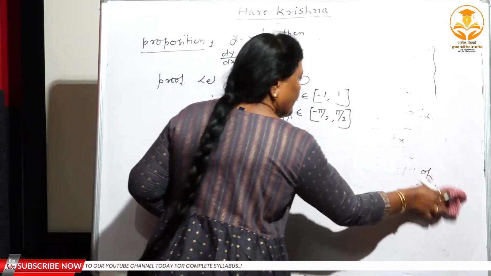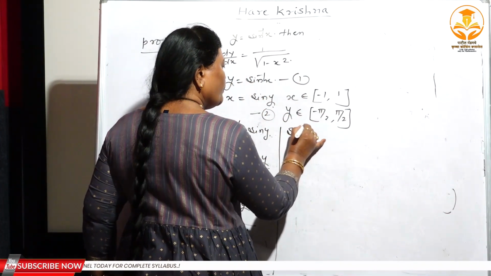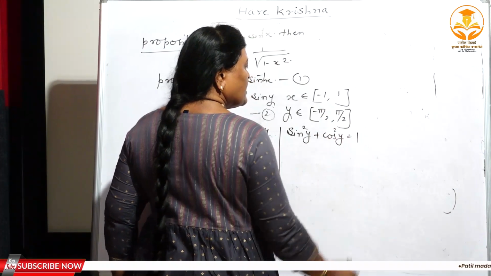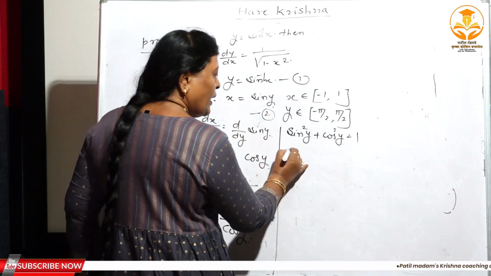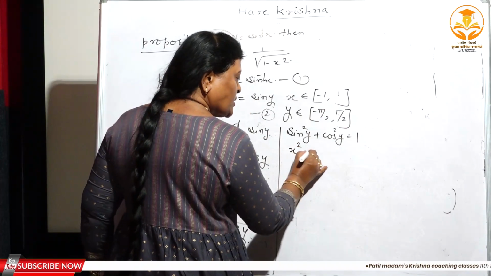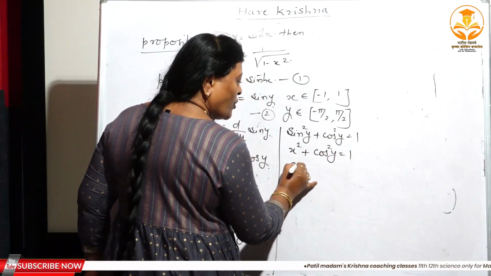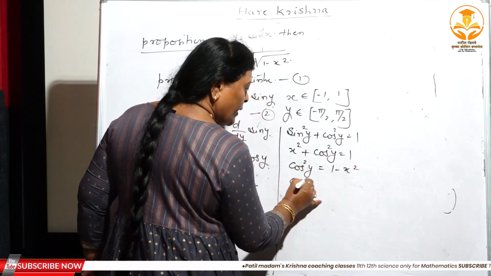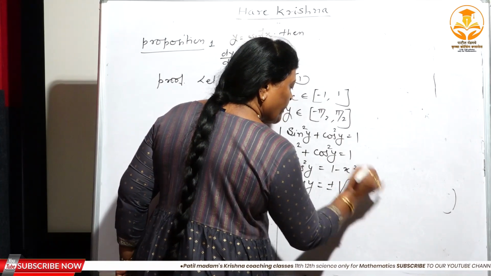You know the identity, that is sin square y plus cos square y is equal to 1. This is the identity. Now what is the value of sin y? That is equal to x. Therefore here you can write x square plus cos square y is equal to 1. Therefore cos square y is equal to 1 minus x square, and here again cos y is equal to plus minus root of 1 minus x square.